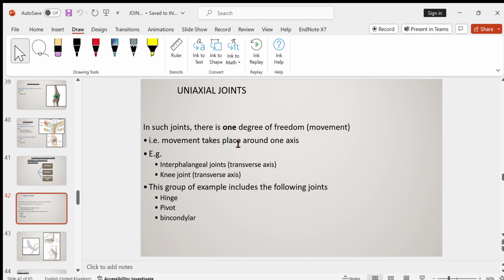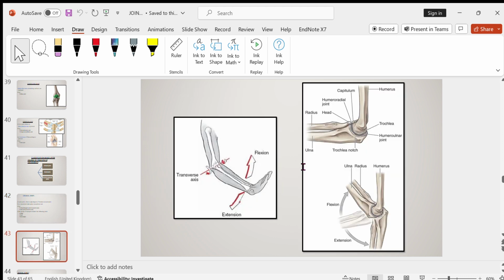First of all, we discuss the uniaxial joints. In these joints, there is one degree of freedom of movement and it takes place around one axis. A typical example is an interphalangeal joint, and the knee joint as well as the elbow joint. So here we can see the movement at the elbow joint is an example of uniaxial movement. The flexion and extension happens in the uniaxial joints. At the elbow joint in the upper limb, the flexion and extension happens in one axis, the transverse axis. So this is an example of uniaxial joints.